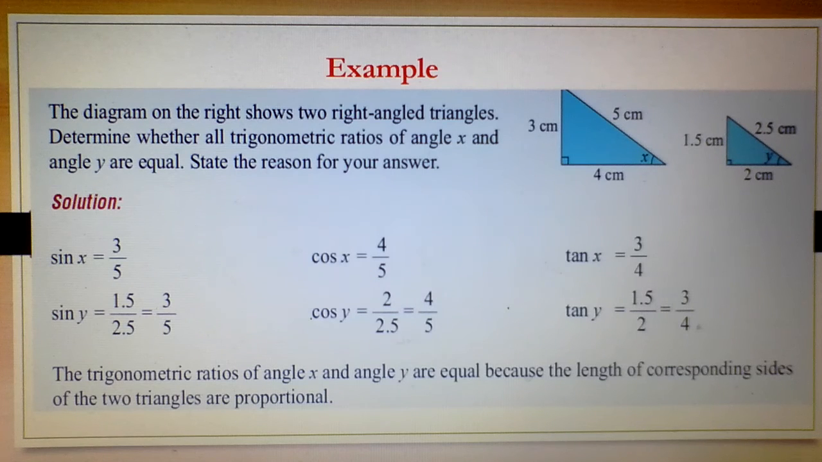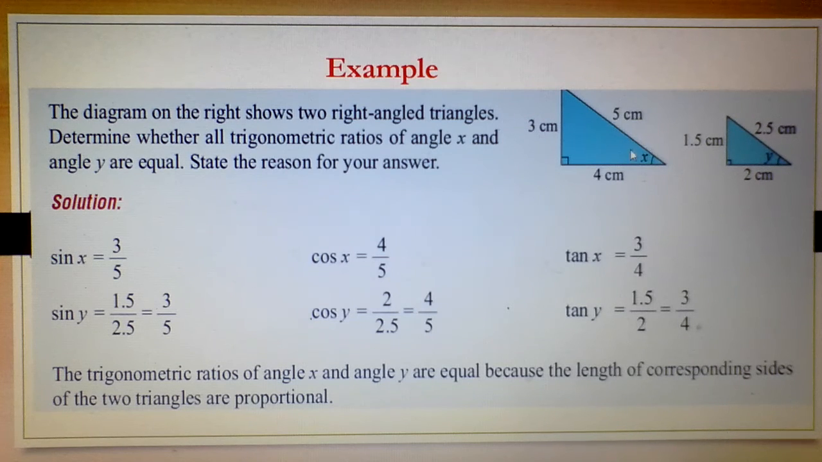Okay, let's look at examples. Mostly when we have discussed all about trigonometric ratios, of course there will be questions for you all to solve. Okay, the diagram on the right shows two right angle triangles. Determine whether all trigonometric ratios of angles x and y are equal. State the reason for your answer. Okay, solution, we can try for sin x and sin y, whether we get the same value or not.